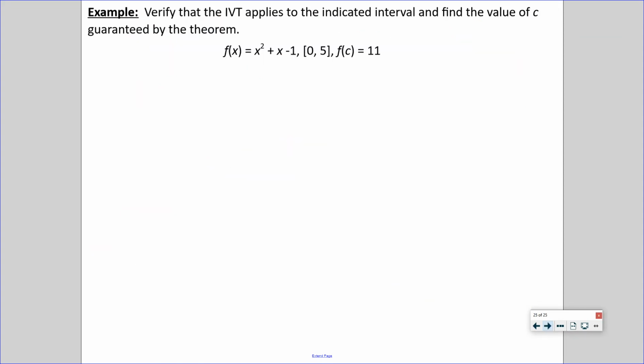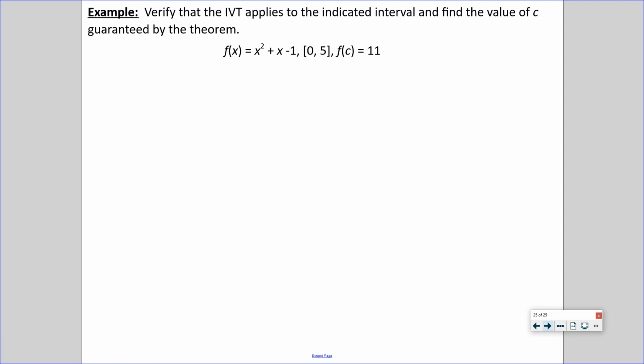Okay, verify the intermediate value theorem applies to the indicated interval and find the value of c guaranteed by the theorem. Here's our function, and here's our interval, 0 to 5. They want us to show that there's some output of 11 and there's some value c in between 0 and 5 that would give us that output of 11.